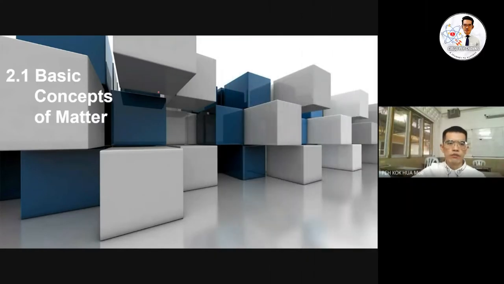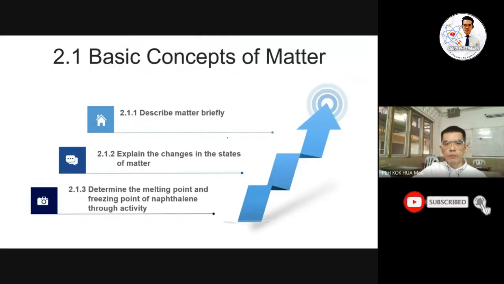Okay, so let's start with the first subtopic, basic concept of matter. In this subtopic, you have to know how to describe matter briefly and explain the changes in the states of matter. Third will be to determine the melting point and the freezing point of naphthalene through the activities. But here we will just discuss the activity, as we cannot do our experiment. So I will explain the experiment in your textbook.